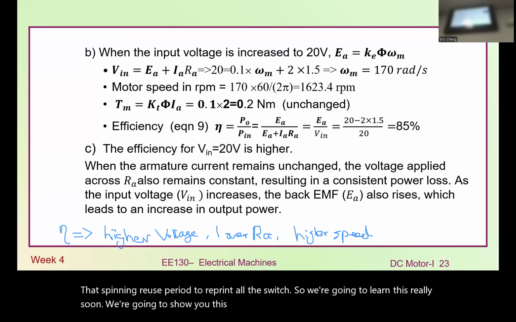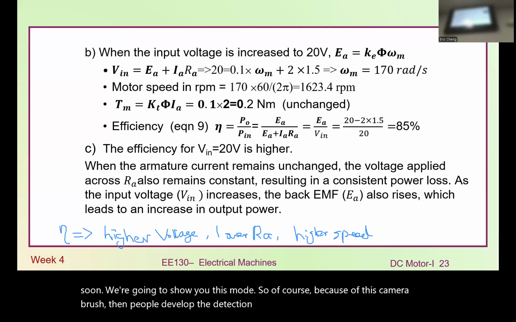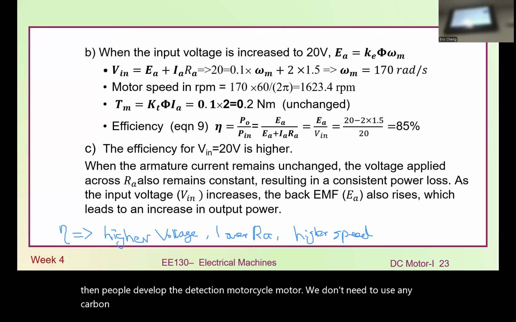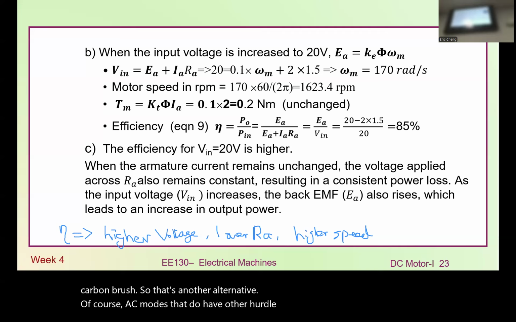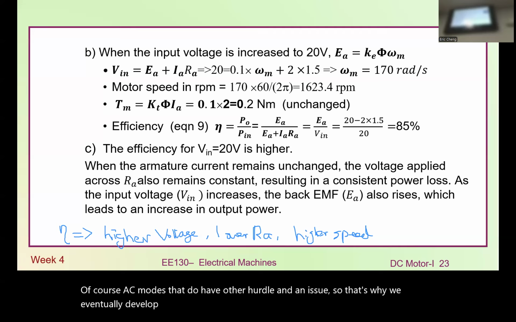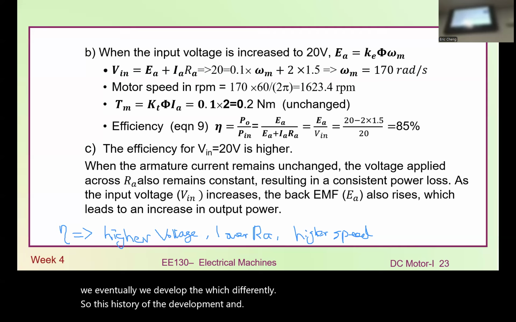Because of this commutator brush, people developed the AC induction motor, which doesn't need any carbon brush. That's one alternative, but of course the AC motor has other hurdles and issues. That's why we eventually developed the brushless DC motor, which is even better. So that's the history of the development. Let's go to the next stage.